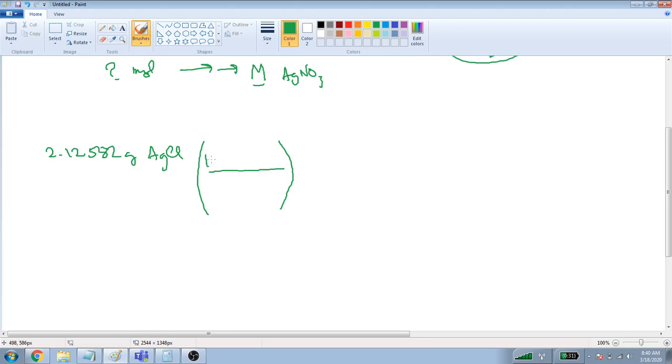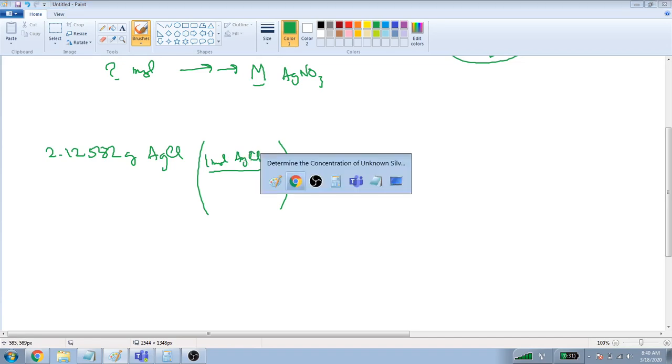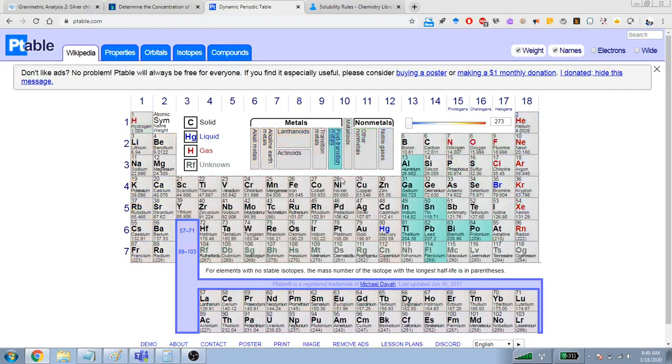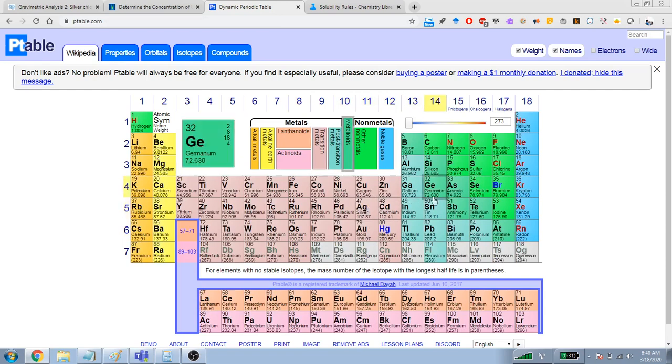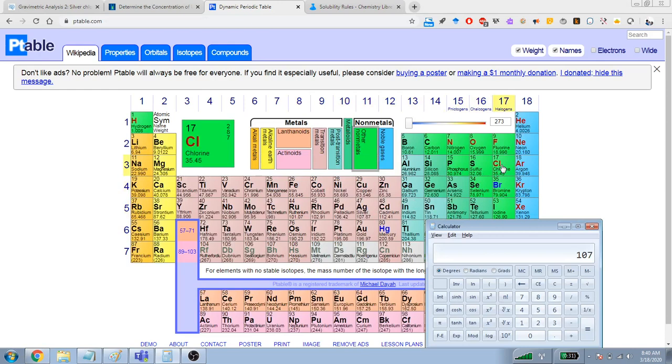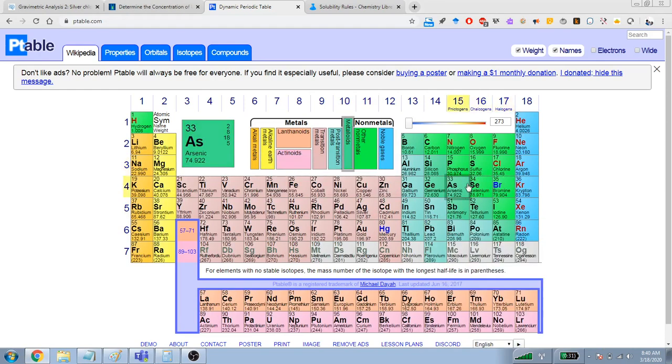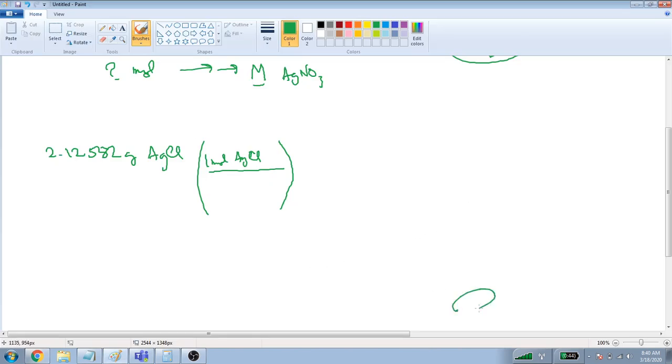And now I am going to get the moles. So 1 mole of silver chloride is a certain number of grams. To get that, go to the periodic table, take some silver and take some chlorine and add them together. So that's 107.87 plus 35.45, 143.32 grams of silver chloride. So the grams of silver chloride will be canceling.